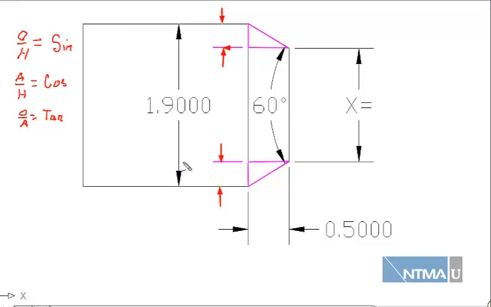Okay, so the next problem. When we look at this, what do we have? Again, go for what we know. We have one dimension right here of 500 thousandths. We know we have 60 degrees inclusive. That means this is going to be 30 degrees over here.